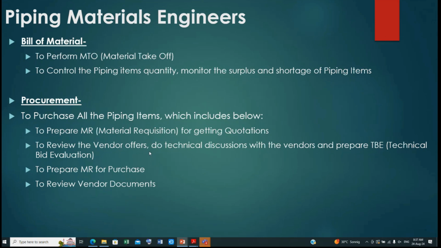As I told you, there will be some deviations. Every time the vendor will not give what we want, because the vendor also has his own standards. So in such cases, we have to do technical discussions with the vendors. And at the end, we will prepare one document which is called a TBE.